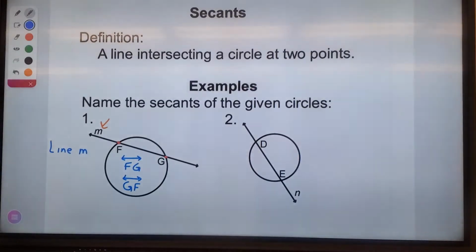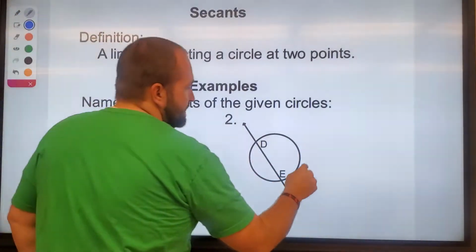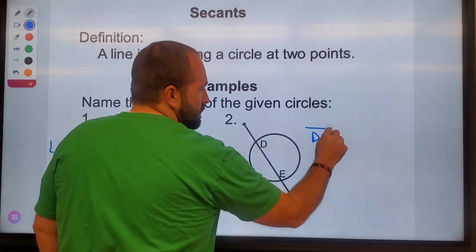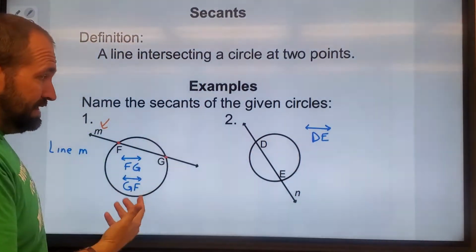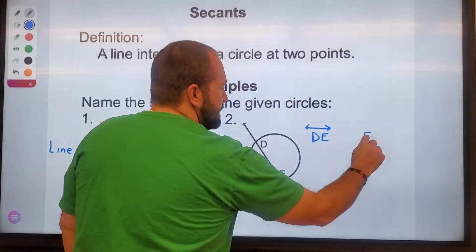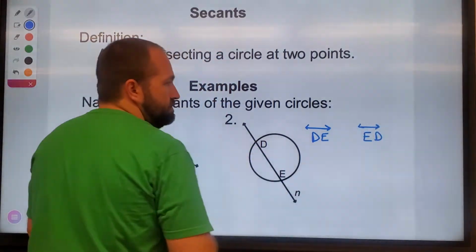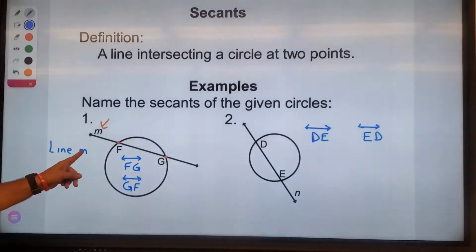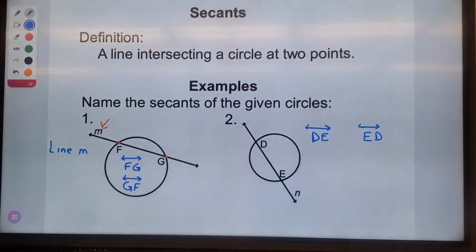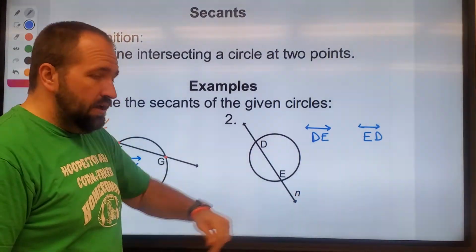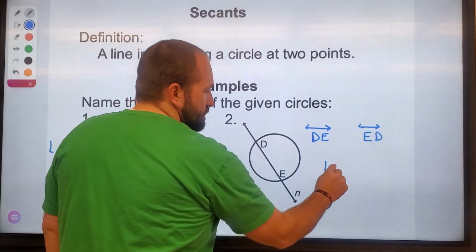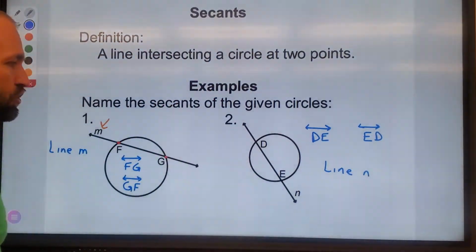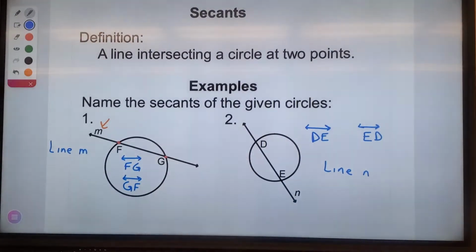For number 2, similar to number 1, we have 3 options. Option 1 would be to say DE, again with the line with the arrows on top, indicating that it is a line, not a line segment. Another option would be ED. And then the third option would be similar to this one: line n, because we have an n italicized here. You only need to name these in one of these fashions. As long as you have one of the 3, you are totally fine. If you don't have one of the 3, then we have to have some discussions.